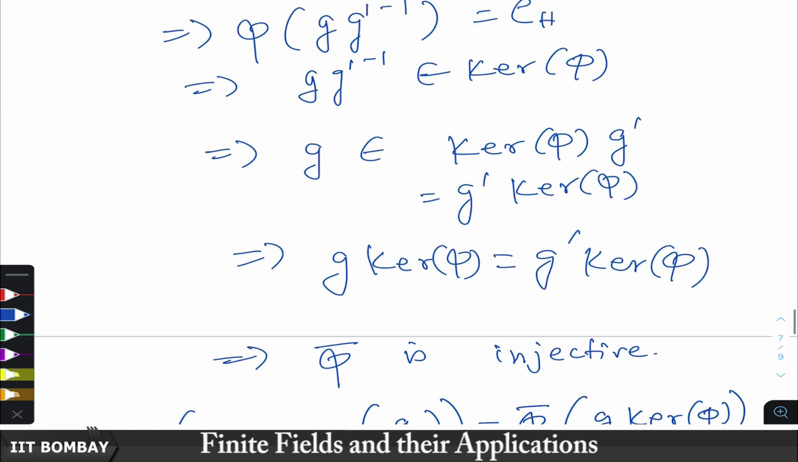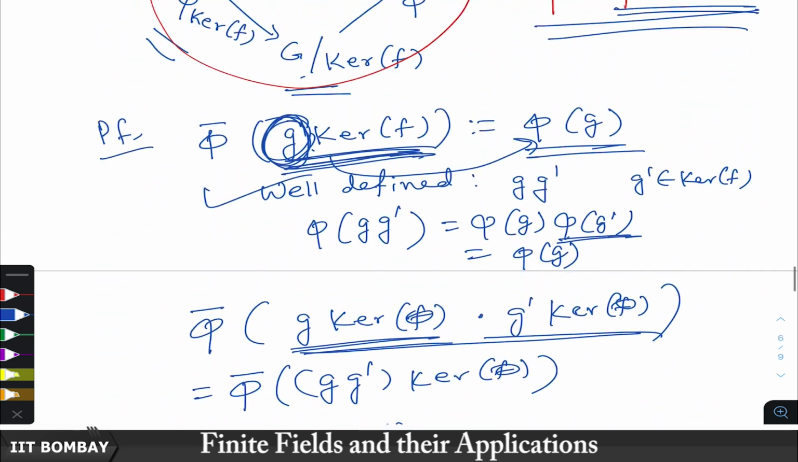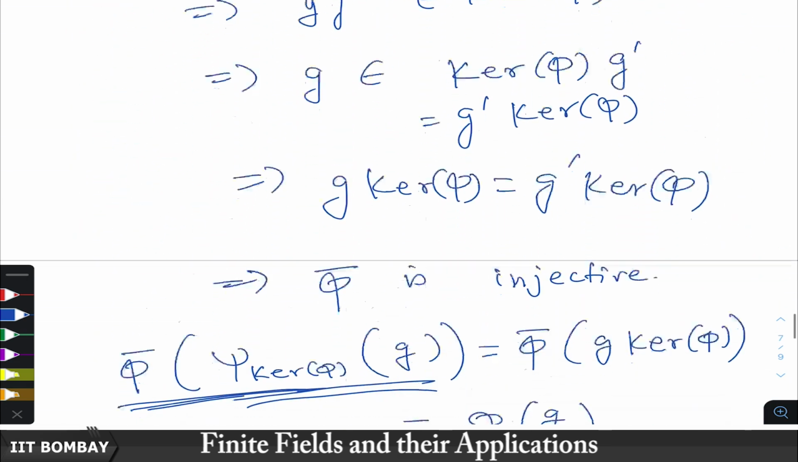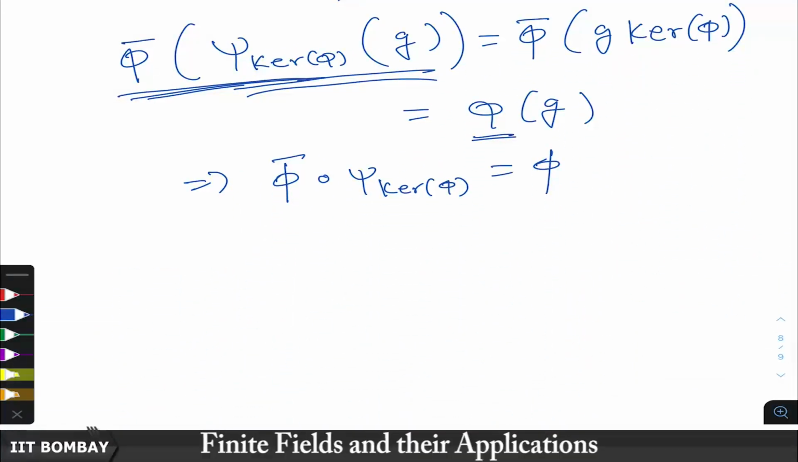Okay. So, that proves the whole result, and this is an important result. It lets us visualize any group homomorphism as a composition of two group homomorphisms. One is a canonical group homomorphism, which lets us view the cosets as the elements of the quotient group, and then there is a 1 to 1 group homomorphism, or injective group homomorphism.